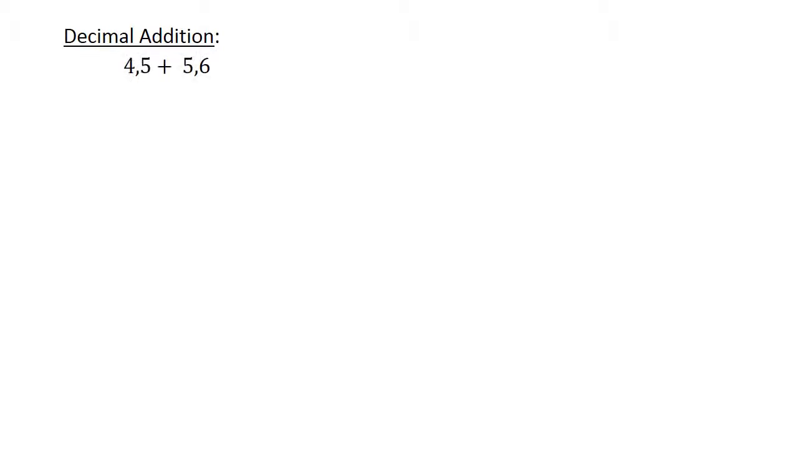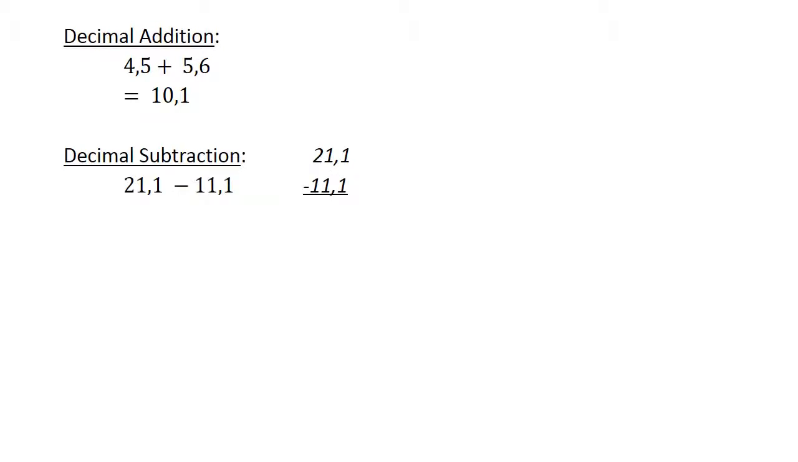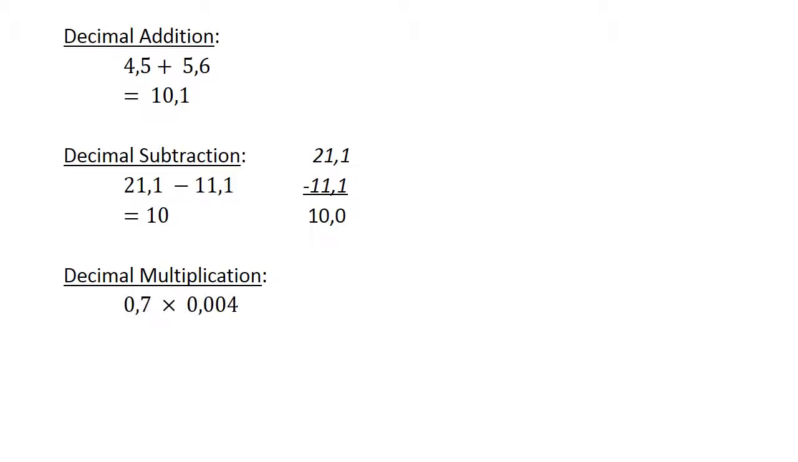Decimal addition. 4,5 plus 5,6 equals 10,1. Decimal subtraction. 21,1 minus 11,1 equals 10. Decimal multiplication. 0,7 times 0,04. 7 times 4 equals 28. And it equals 0,0028.